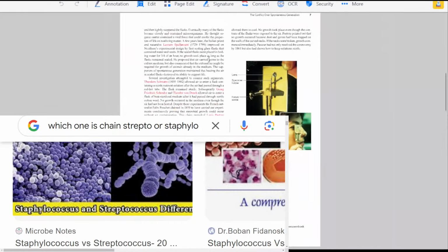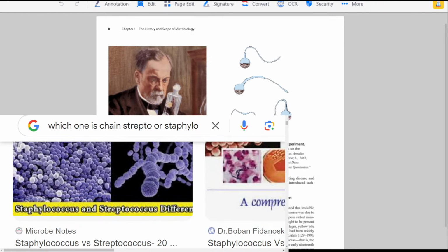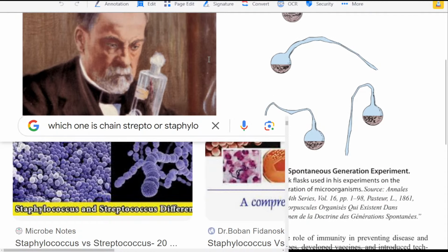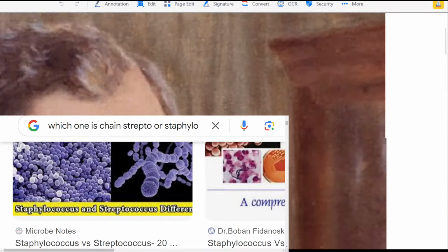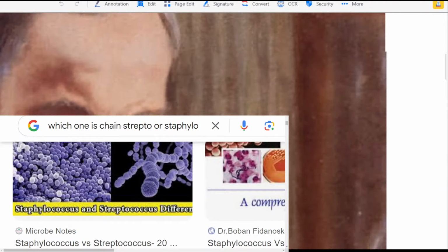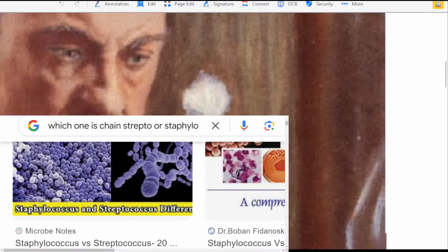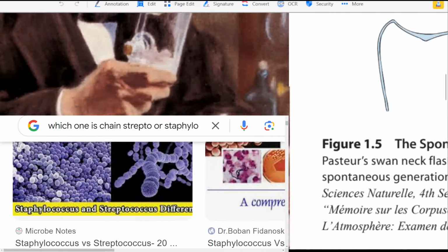We were talking about Pasteur, the great Pasteur, who finished the controversy. Here he is, Pasteur working in his lab. Guys, look at him. His forehead says that he is intelligent. His eyes say that he is intelligent. Wow.